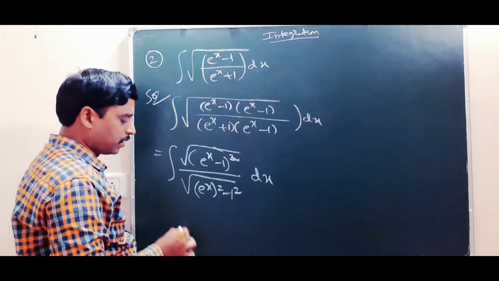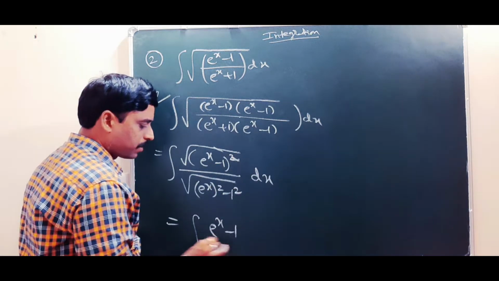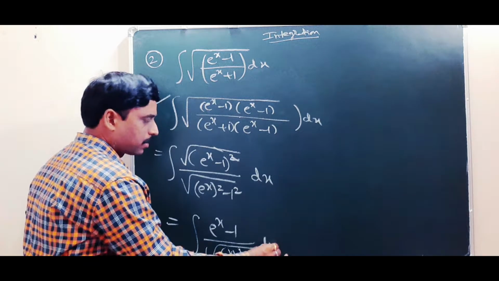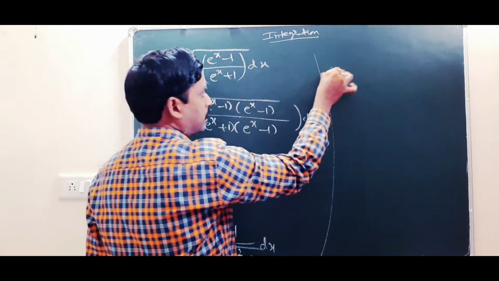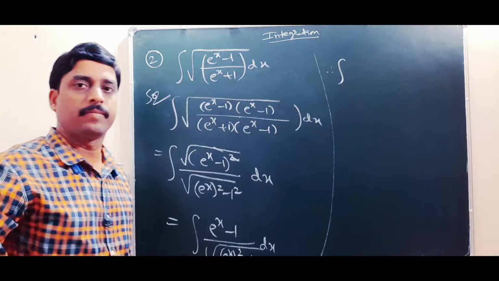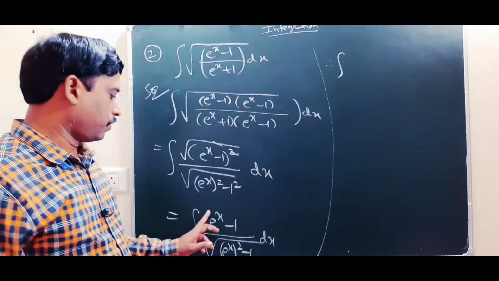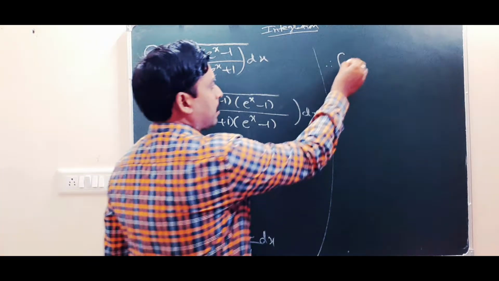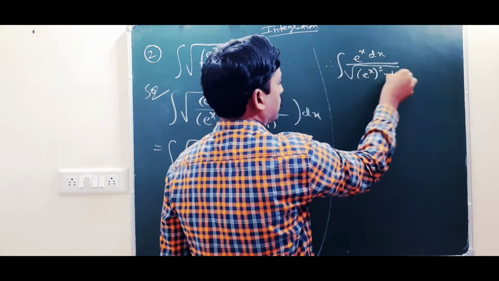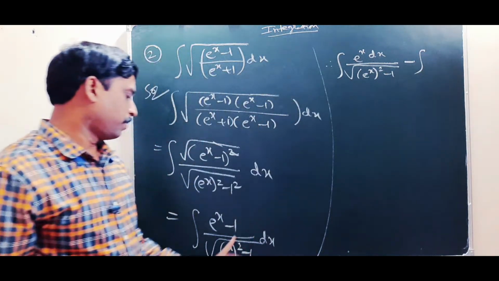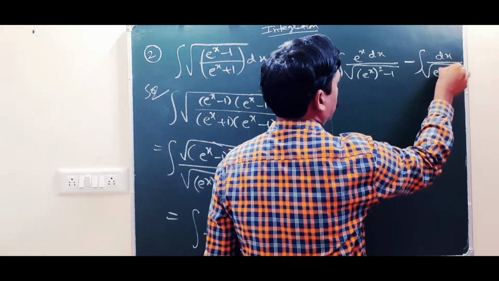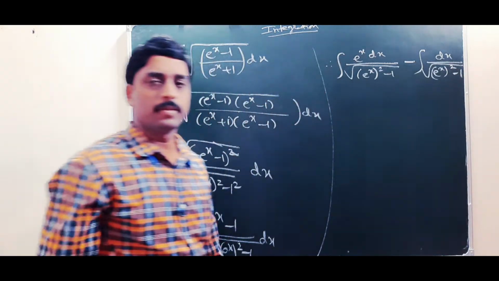The root and square get cancelled. It will be e to the power x minus 1 by root under e to the power x whole square minus 1 dx. So it becomes integral e to the power x dx by root under e to the power x whole square minus 1, minus integral 1 dx by root under e to the power x whole square minus 1.